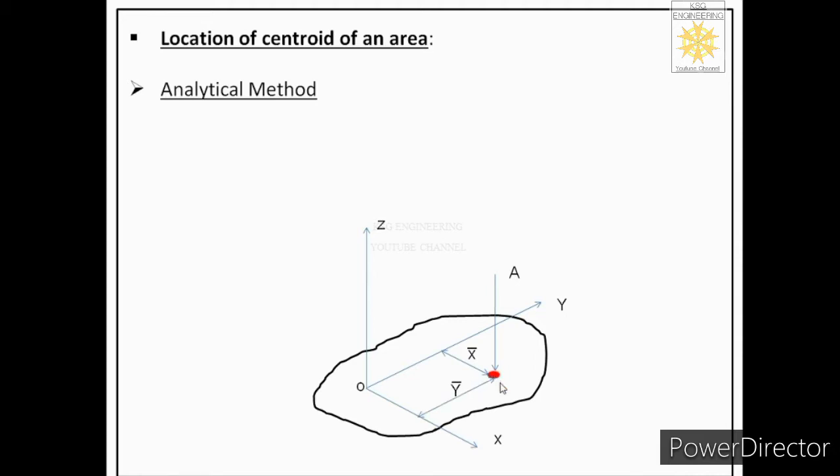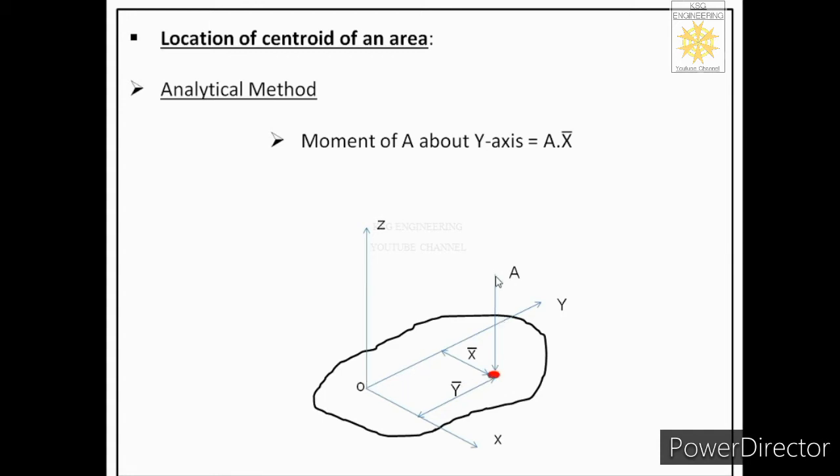Means we have to talk about at what distance this centroid lies from the y-axis, that is called x bar, and at what distance this centroid lies from the x-axis, that will be called y bar. In order to find these two, x bar and y bar, we can take moment of area about the y-axis.